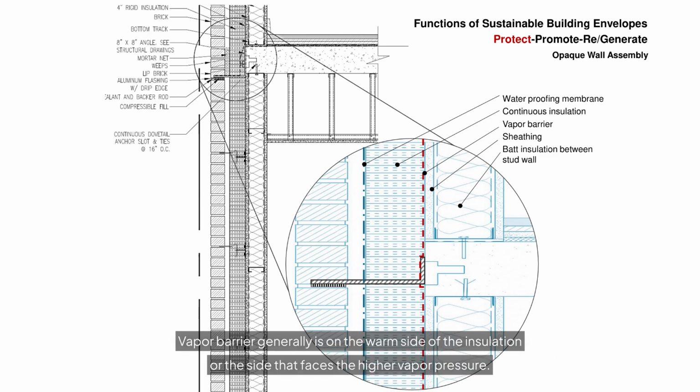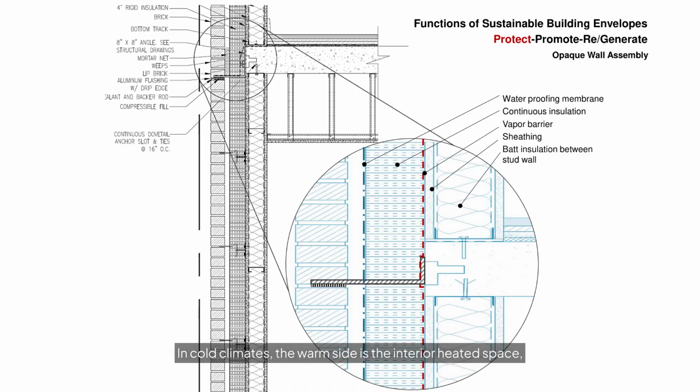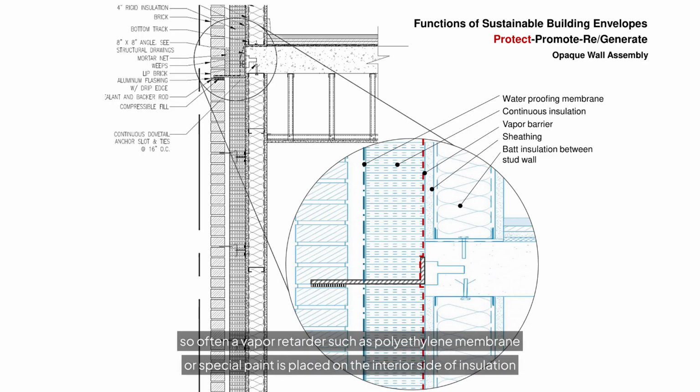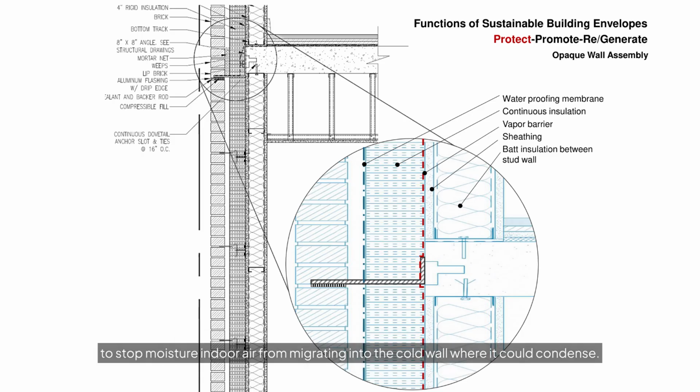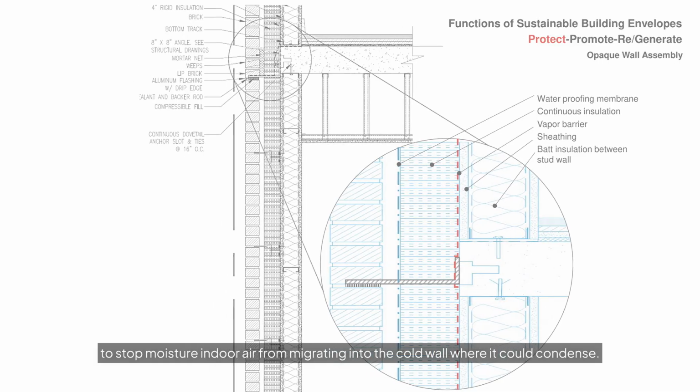Vapor barrier generally is on the warm side of the insulation, or the side that faces the higher vapor pressure. In cold climates, the warm side is the interior heated space, so often a vapor retarder, like polyethylene membrane or special paint, is placed on the interior side of insulation to stop moist indoor air from migrating into the cold wall where it could condense.